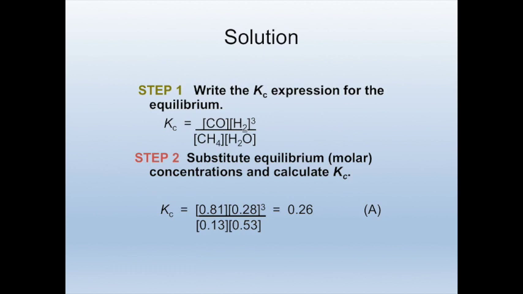We calculate this by setting up our equilibrium expression. Carbon monoxide and hydrogen are in the numerator, methane and water vapor are in the denominator, and our concentrations when substituted in, 0.81 times 0.28 cubed divided by 0.13 times 0.53, is equal to 0.26, which is answer A.